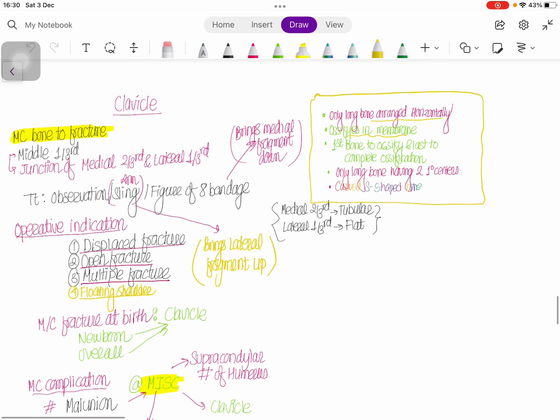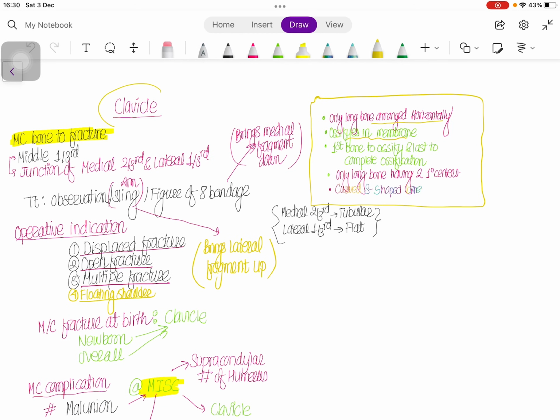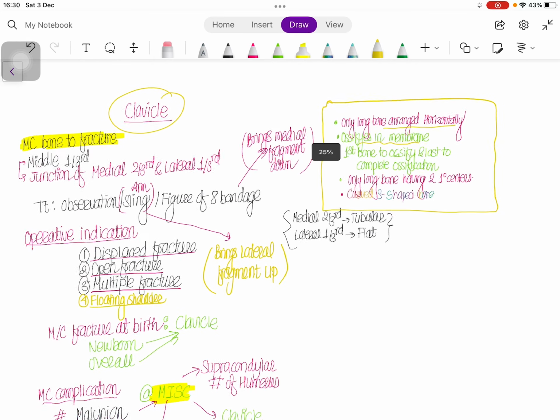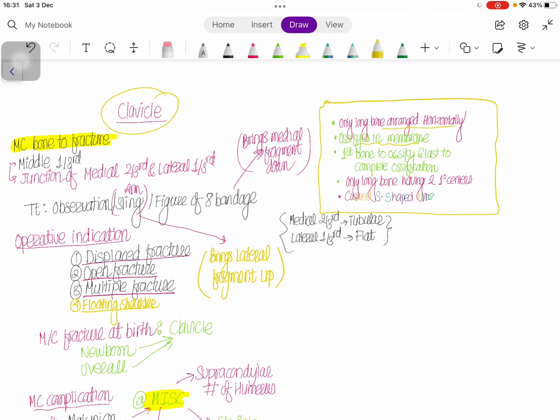Hello everyone. Today we are going to study about the clavicle bone and its fracture. So this is the most common bone to fracture in the human body. So we have to learn it.